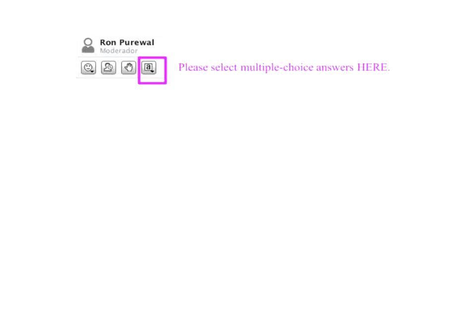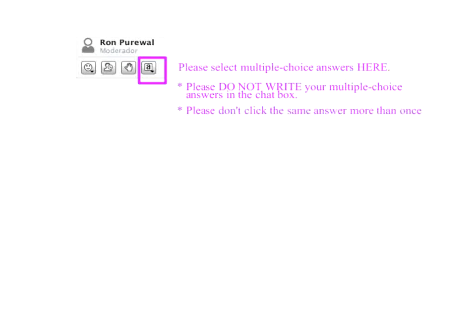Please do not, someone's clicking on the raise hand button. Please don't click that. It makes a bell sound that I think everybody hears and it's sort of disruptive. Please, whatever you do, please do not write your multiple choice answers in the chat box. And then please don't click more than once, because if you click the same answer twice in a row, then it'll erase the first answer that you pick.